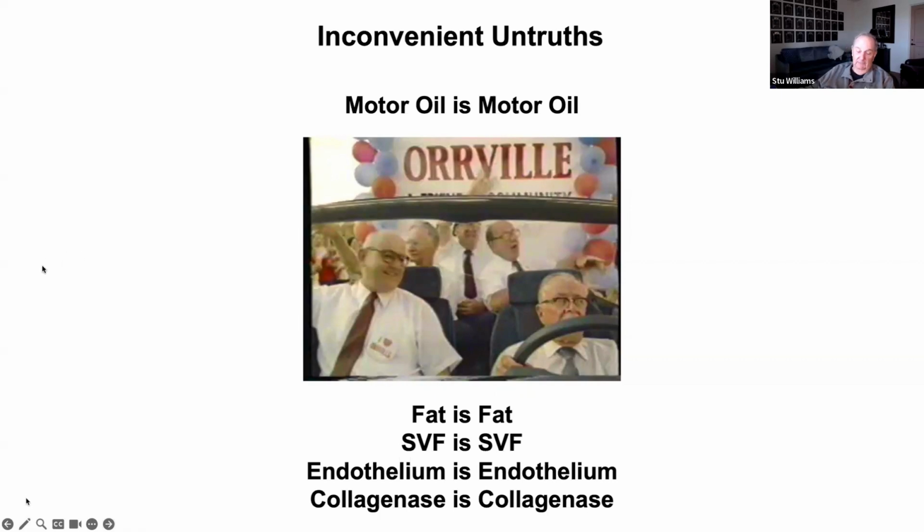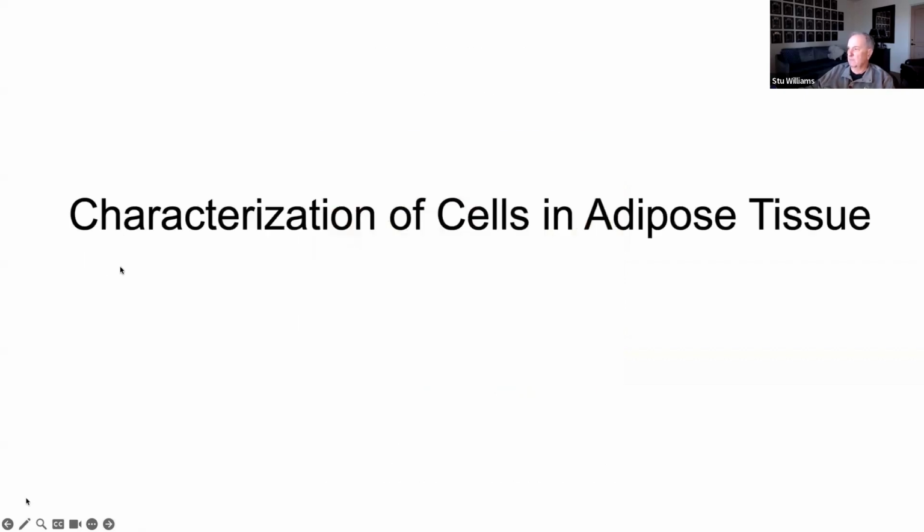Fat is fat. FDA basically lives on this untruth all the time, that with a very simple definition of what fat is, a structural tissue, and not all fat is the same. Not all SVF is the same. Endothelium is incorrect, and especially for VitaSite and those of us dealing with enzymatic digestion, collagenase is an untruth. There are so many different forms of collagenase that we use for tissue dissociation, and that was a big focus of my previous presentation.